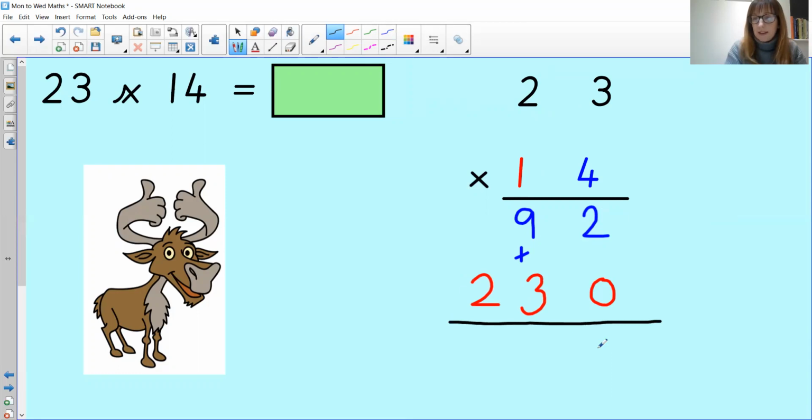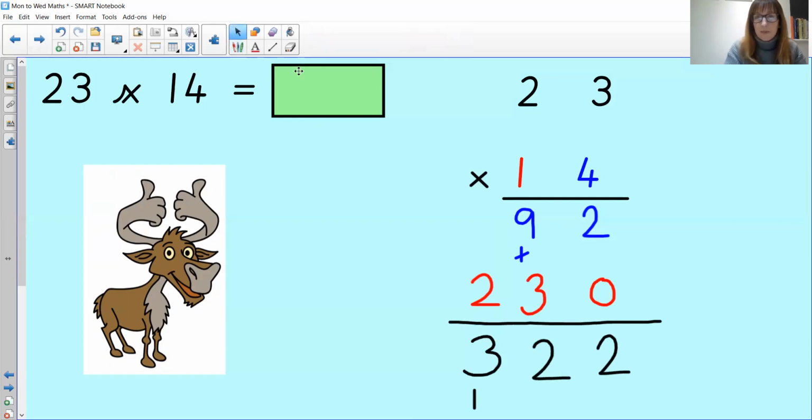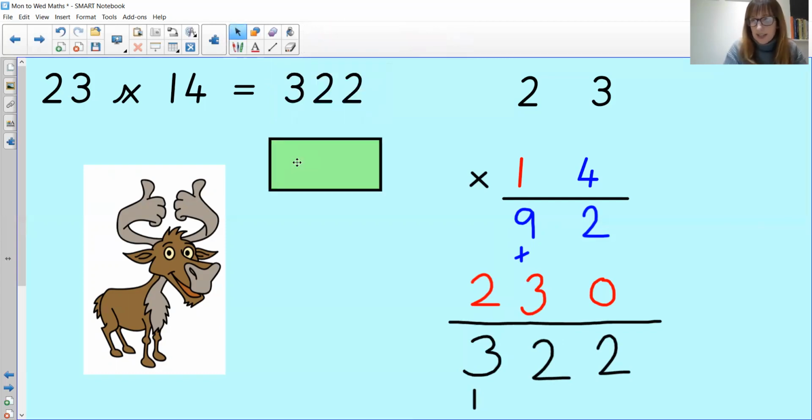So 2 add 0 is 2. 9 add 3 is 12. I'll take my 1 over. 2 add the 1 is 3. So my final answer is 322. Okay? So let's have a look at the next question.